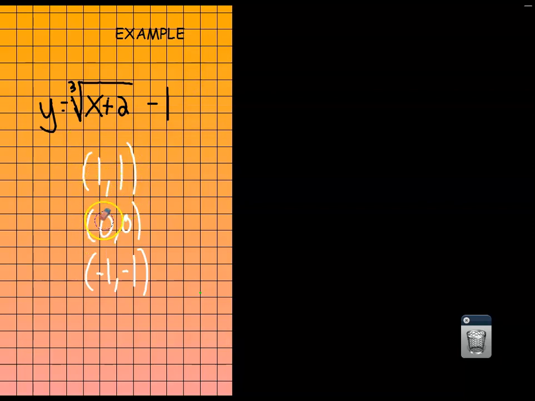1, 1, 0, 0, and I also include the point -1, -1. You do have to know those, folks. So a cube root, think of the index of 3, 3 points I have to graph. When it's a square root, the index of 2, I'm graphing 2 points. Now, back to these transformations.